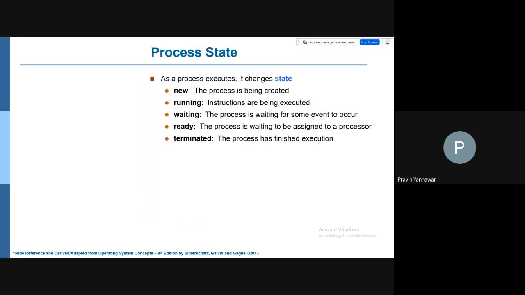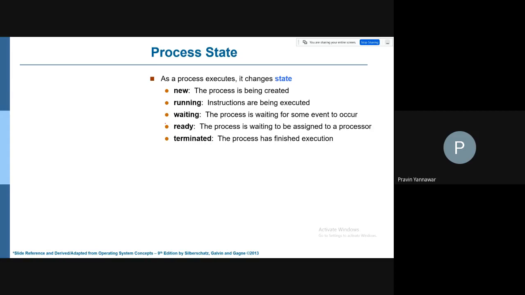Now every process has to move within the states. What are those states? They are new, running, waiting, ready, and terminated. New means where the process is being created. Running means when the instructions are being executed. Waiting means whenever the process requires some device, or is waiting for some event to happen. Ready means the process is waiting to be assigned to a processor.